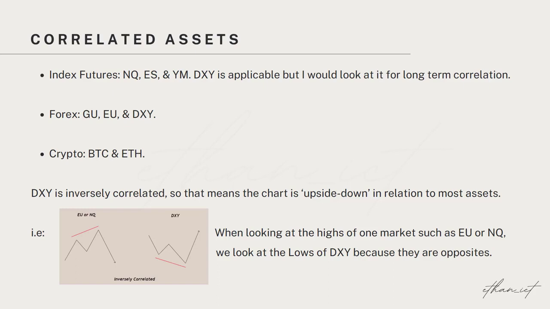One thing to note is that DXY is inversely correlated, so that means the chart is, quote unquote, upside down in relation to most assets. So here's an example where, let's say this chart on the left is ES or NQ, and this chart on the right is DXY. When ES or NQ makes a higher high, on DXY, since it's inversely correlated, meaning it's upside down, we're looking at the lows when we're looking at the highs on ES.